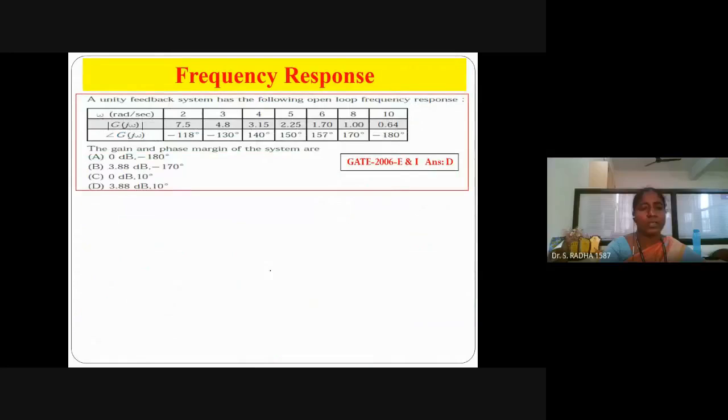I'm going to the next problem. A unity feedback system has the following open loop frequency response. Open loop frequency response means G(s).